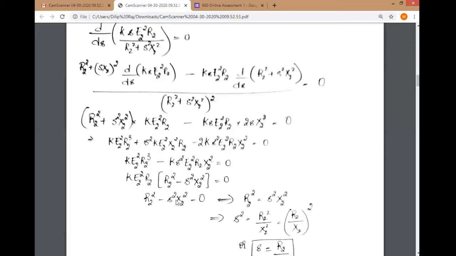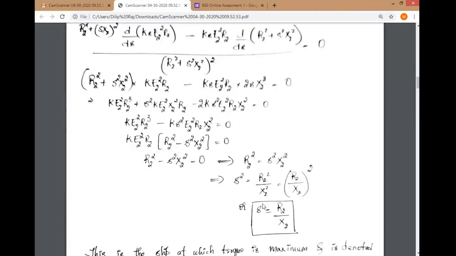In the next step, pushing this negative term to RHS, we have R2 square is equal to S square into X2 square. Or in other words, S square is equal to R2 square by X2 square, which is equal to R2 by X2 the whole square. Because on both hand sides we have square, this can also be written as S is equal to R2 by X2. So this is the condition for maximum torque.